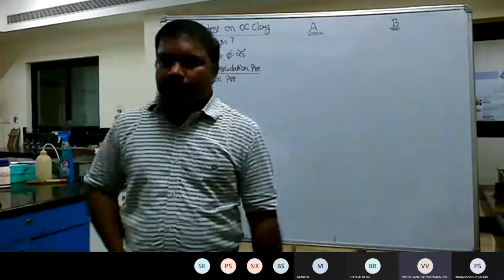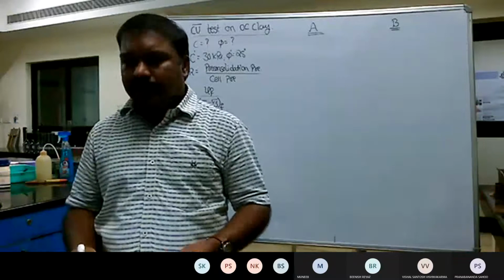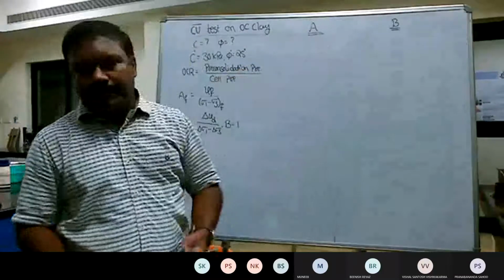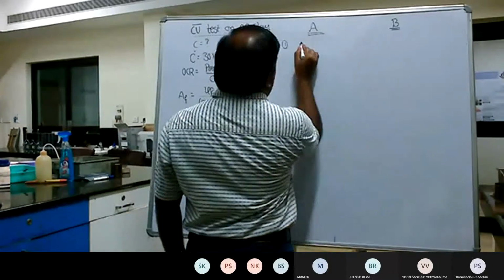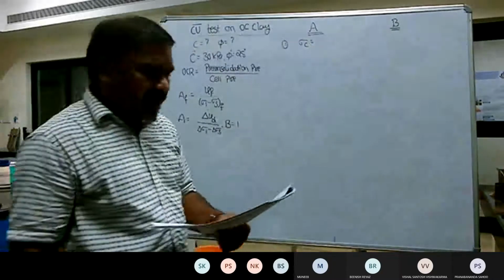Very good. So this is the sum. Remaining people, please open the tutorial and read it. There are two cylindrical specimens A and B. First, at one stage, both the samples have been consolidated by applying a cell pressure of 200 kilopascals.